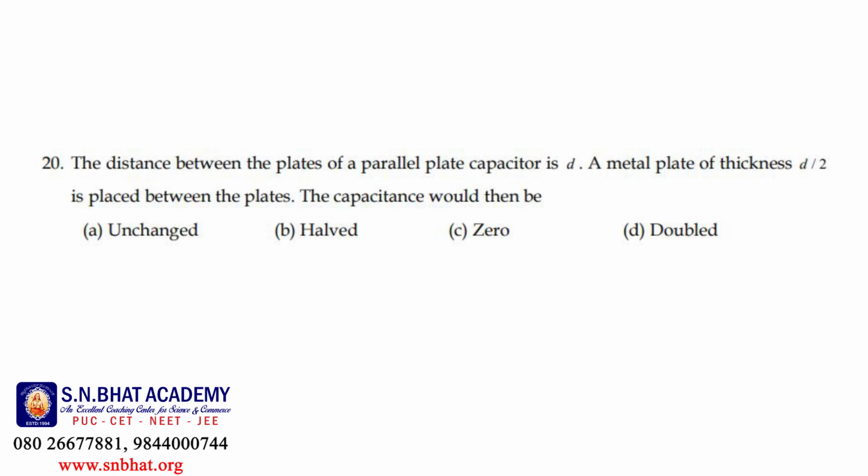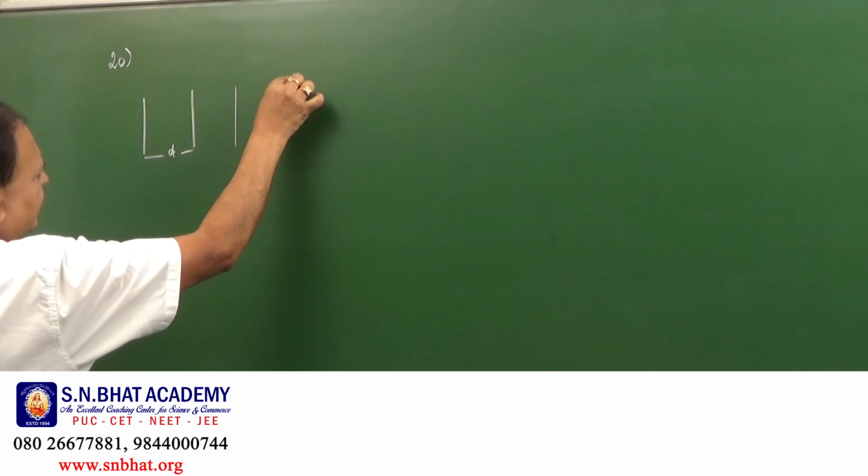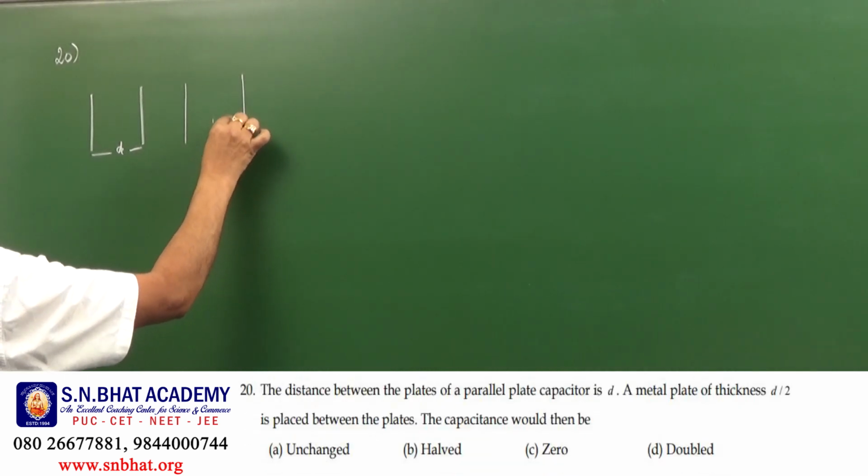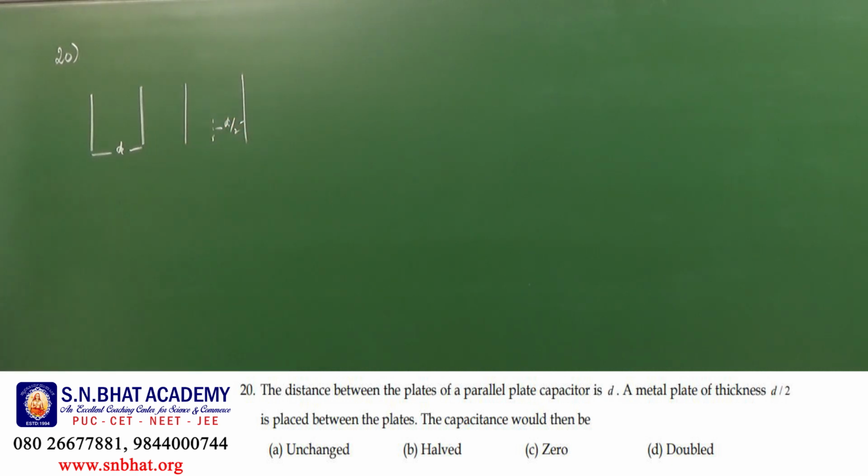Question number 20. The distance between the two plates of a parallel plate capacitor is D. Now what it does is, a metal plate of thickness d by 2 is placed between the two plates. So now what happens, the thickness d by 2 is introduced between them. The total was d, and a metal plate of d by 2 is placed in it.